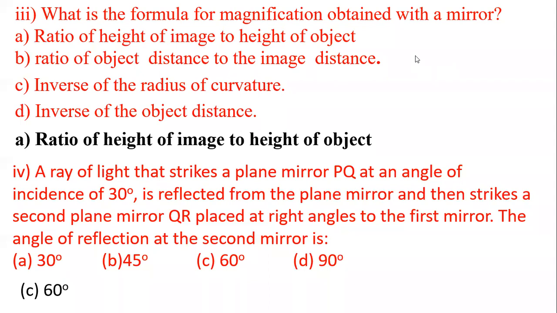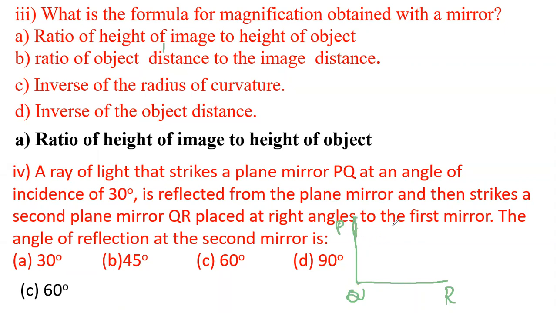The angle of reflection at the second mirror, what would that be? Yes, here you can see the answer. How would it be? Here, the first ray, you can take, there are two plane mirrors arranged. One second, let me take the pen. Here, one plane mirror PQ, and another plane mirror which is arranged at a right angle to the first surface.